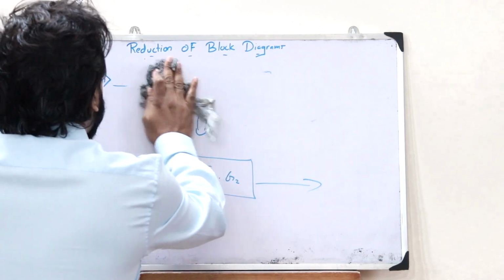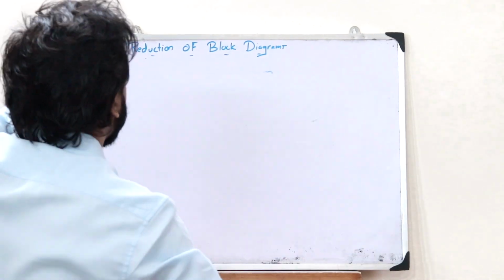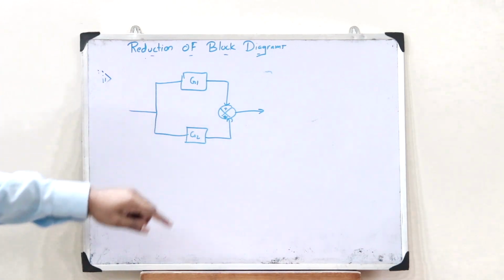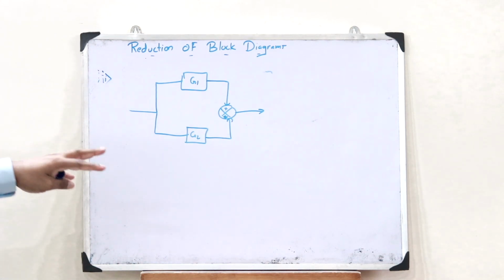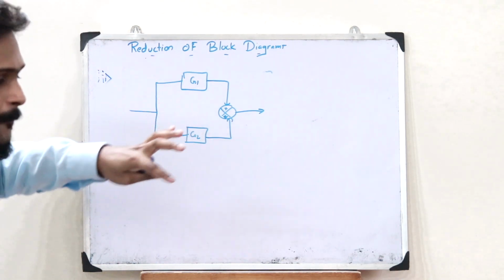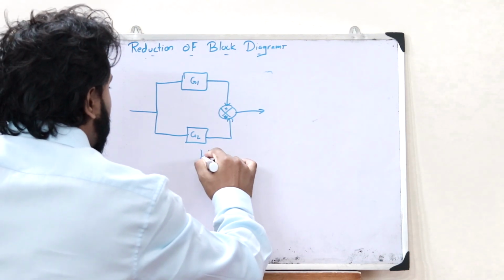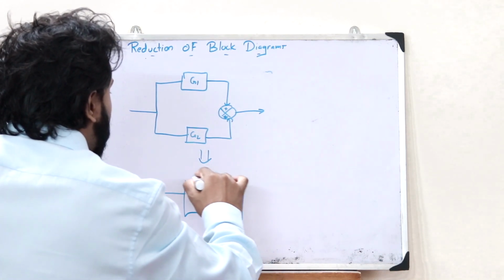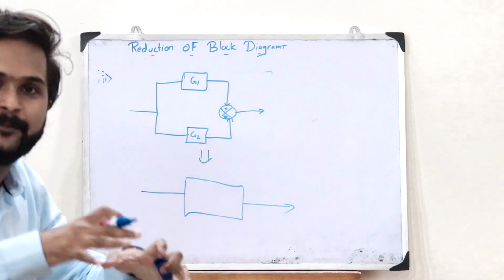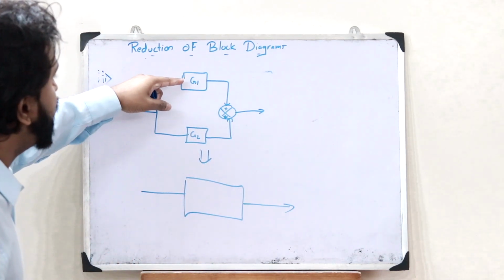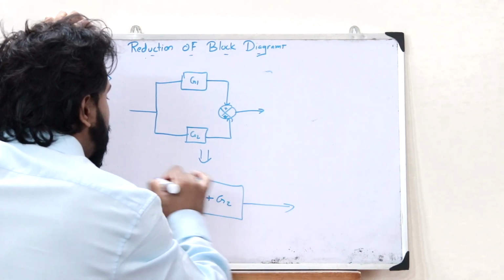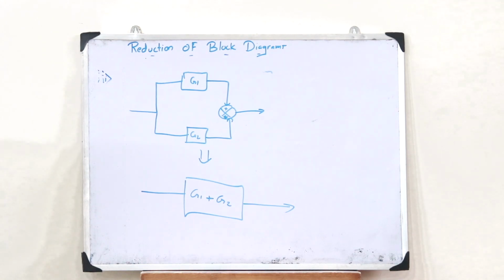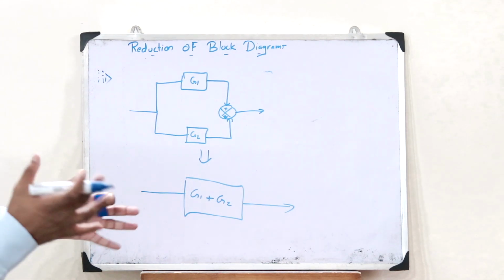But now, rather, if these two blocks were in parallel like this, then this is the third rule of reduction of block diagrams, which states that if there are two blocks in parallel, then this can be reduced into a single block equal to the simple arithmetic sum of these two blocks. That is, G1 plus G2. That is the third rule for the purpose of reduction of a block diagram. Very simple, guys. It's as simple as that.